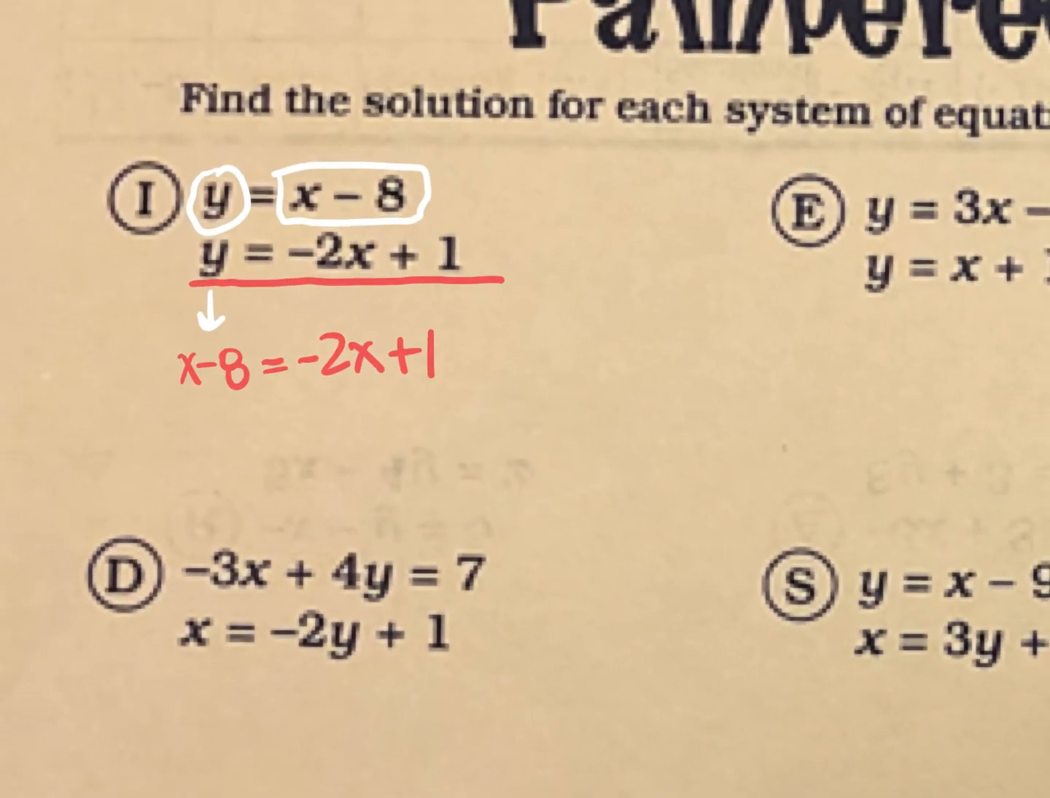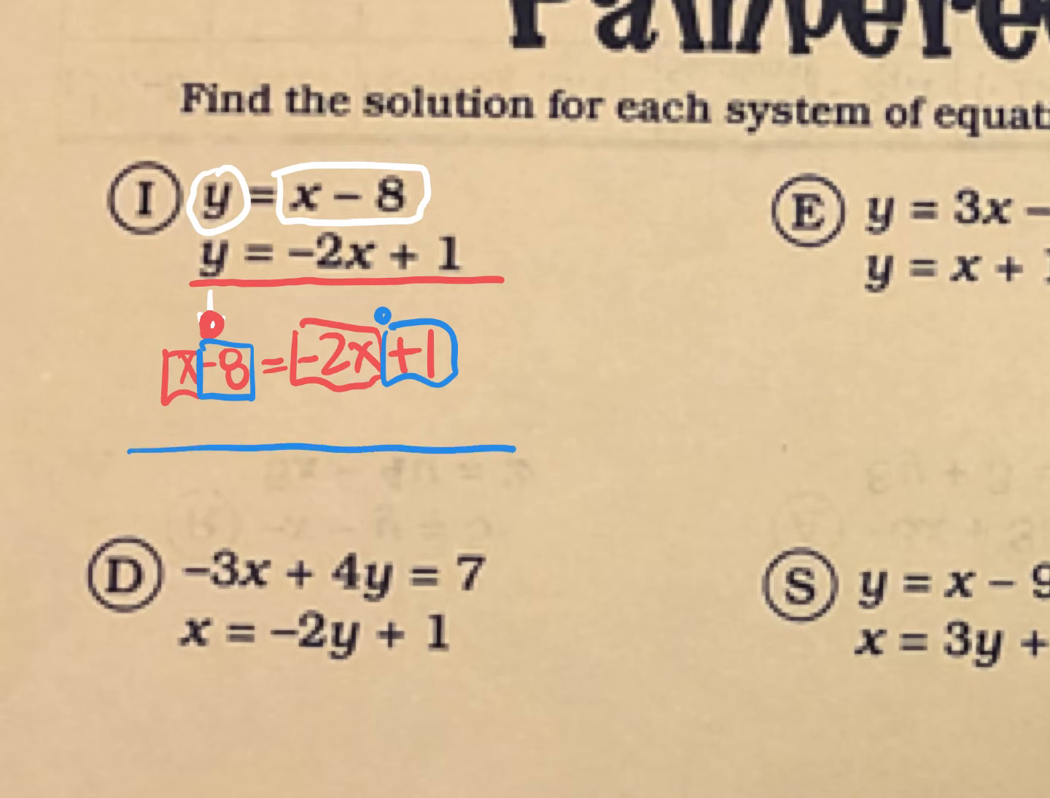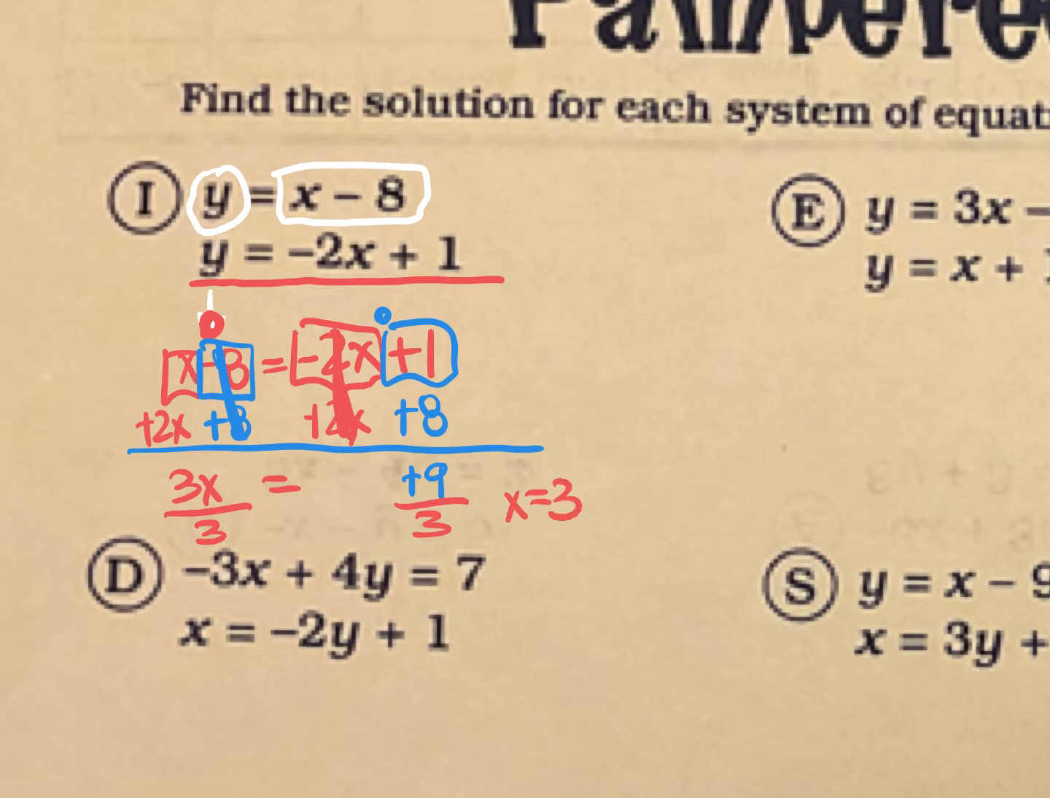Okay, from there, I'm going to make this side my x's and this side my numbers. So I've got an x, a number, and a number. So I'm going to send this over to the right side because that gets rid of it over there. And I get 9 on this side. Okay. I'm going to add 2x to this side to get rid of it over here. But if I add 2x, I have to add it over here. I get 3x equals 9. Divide by 3. X equals 3.